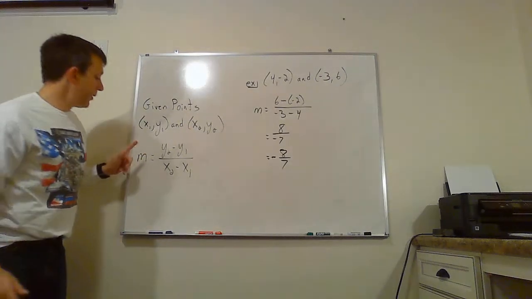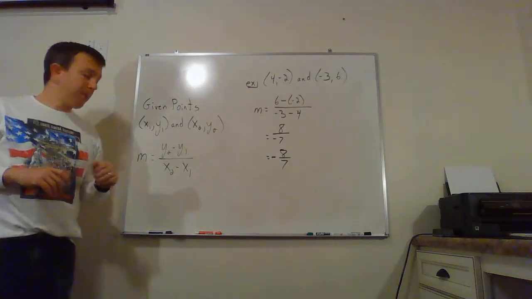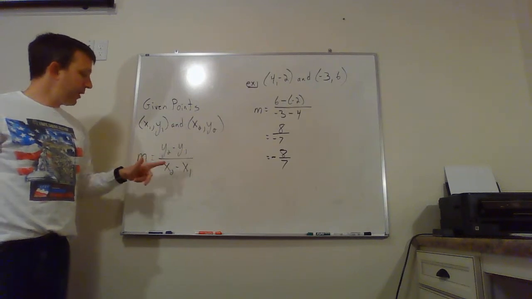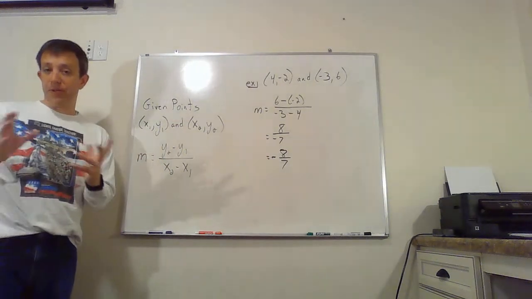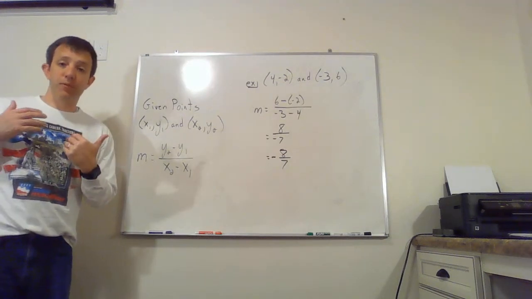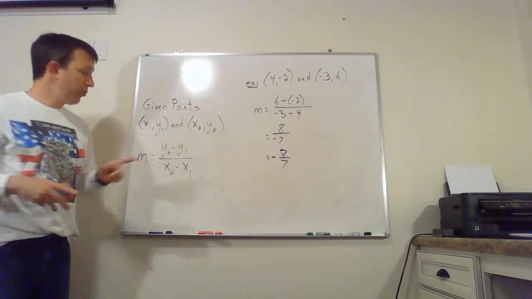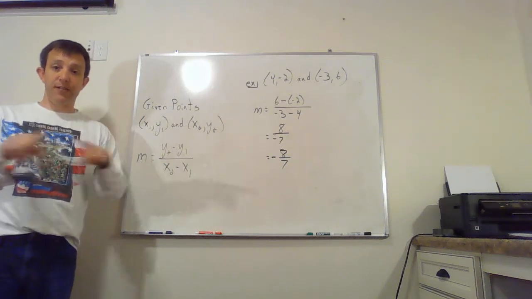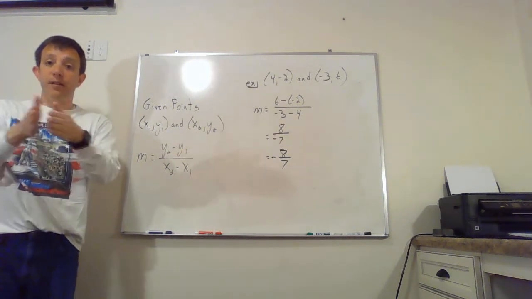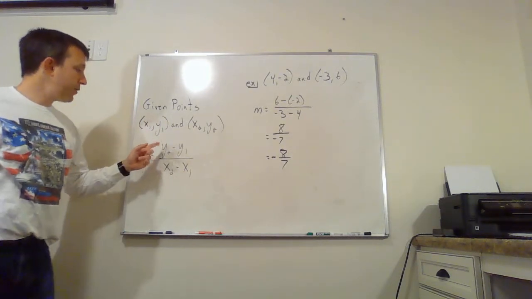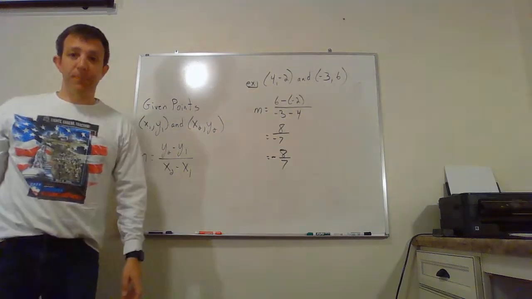So here's the formula. M, because we use M for slope, is equal to y2 minus y1 over x2 minus x1. Now, this should make some sense with what we talked about just a minute ago. Slope is rise over run. Y's are up and down, x's are sideways. So they work on giving us the rise and the run. So we have y2 minus y1 over x2 minus x1.